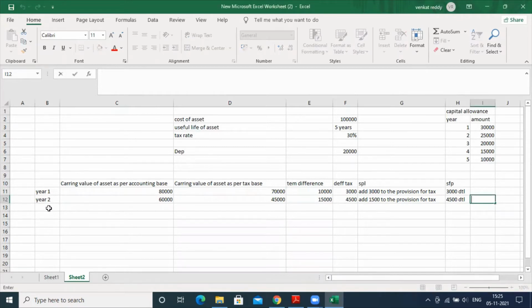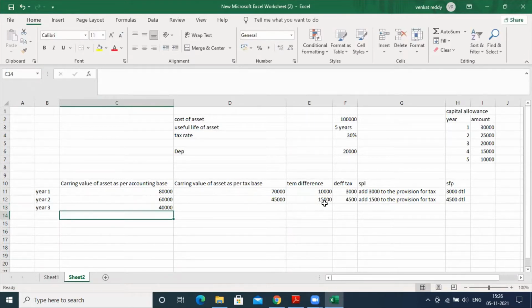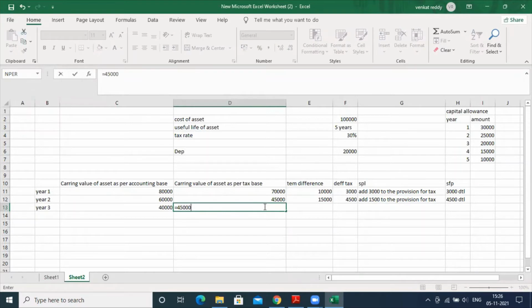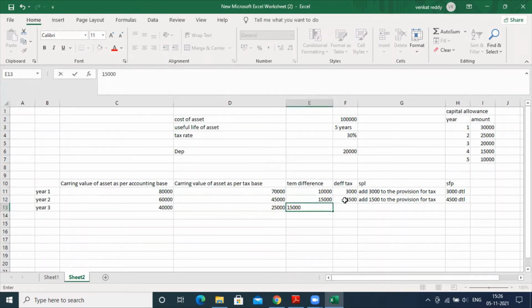Then we'll go for the third year. Now the third year, the carrying value of asset as per accounting base would be 60,000 minus the third year depreciation 40,000. Then it would be 40,000, and the carrying value of the asset as per tax base would be 45,000 minus the capital elements for the third year, that is 20,000. So it is 25,000. So again here there is a temporary difference of 15,000.